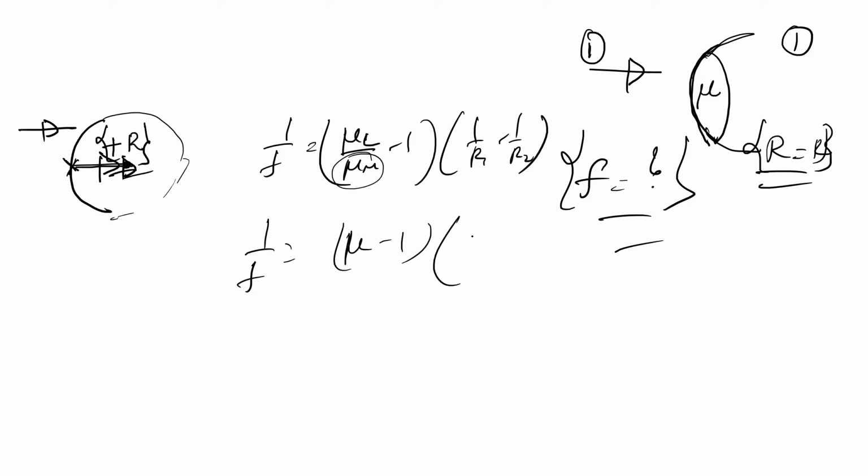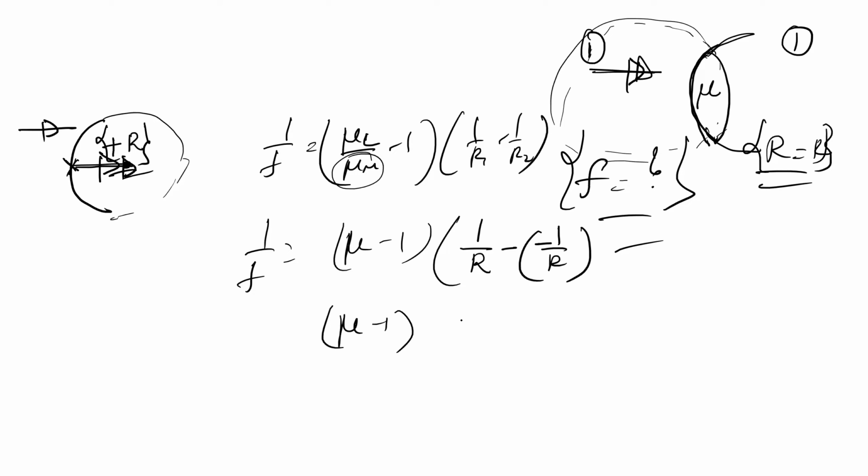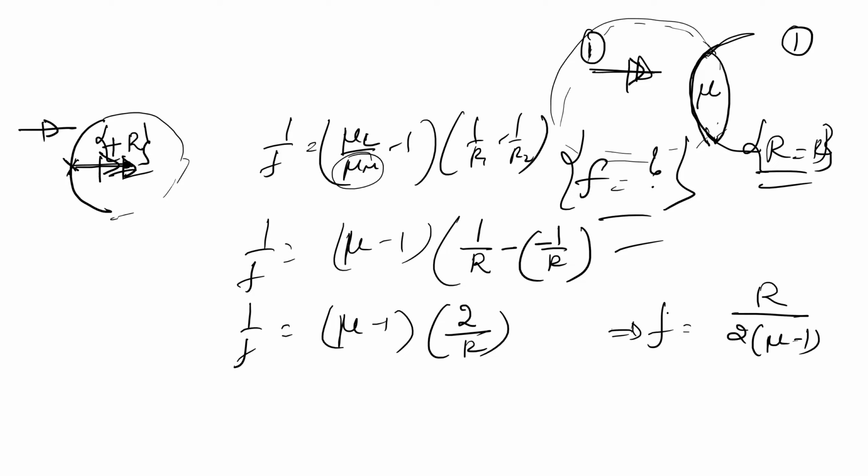So 1 by R now minus. Now carefully observe R2. R2 will be negative or not? The light ray is in this direction and the radius is in the backward direction, or negative x direction. Then this will become minus 1 by R. So your value will become mu minus 1 into 2 by R. So this will be the focal length. If you just ask me the formula, focal length is R by 2 into mu minus 1. Do we accept this or not?